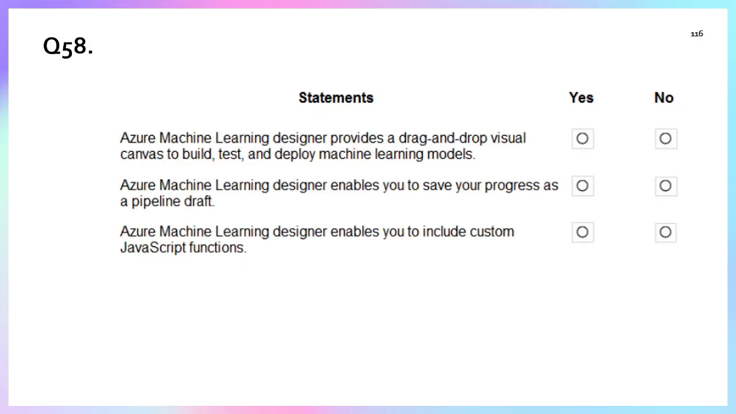Question number 58 again is a statement-based question. Here we choose whether each statement is true or false. The first statement: Azure Machine Learning Designer provides a drag and drop visual canvas. Yes, this is true. I think this question is repeating once again, but no worry, we can repeat it so that we can also check what we have covered is in our mind or not. Azure Machine Learning enables you to save your progress as a draft. Yes. Azure Machine Learning Designer enables you to include custom JavaScript functions. No, we use Python.